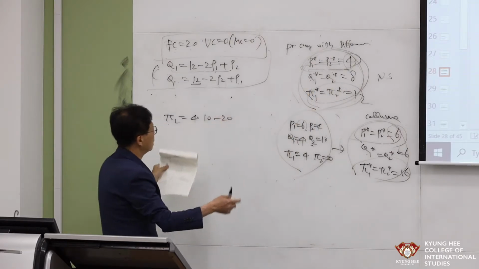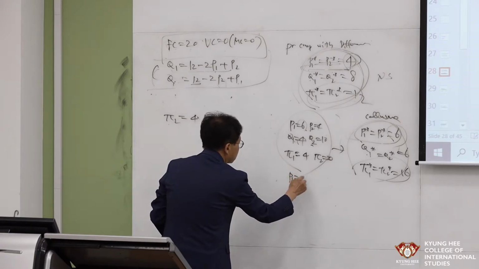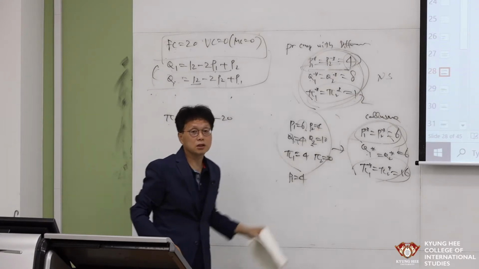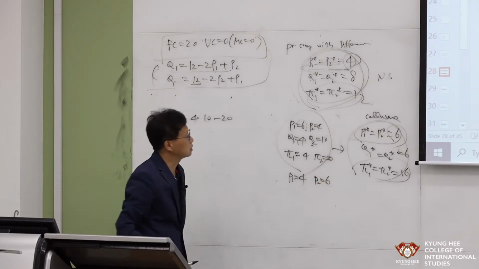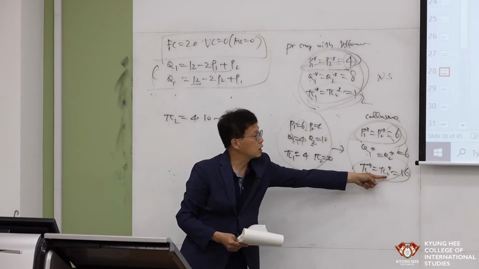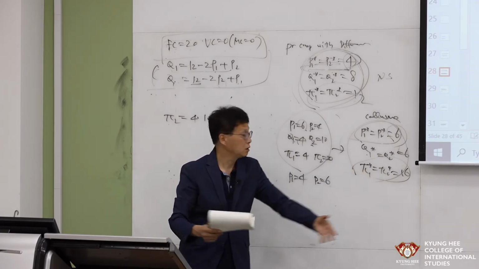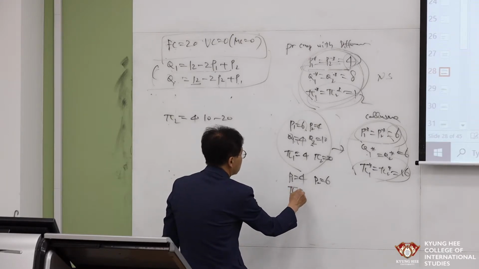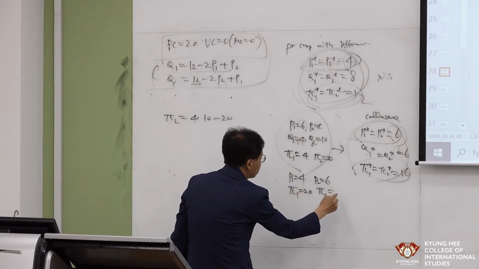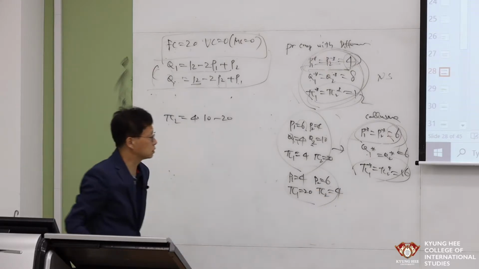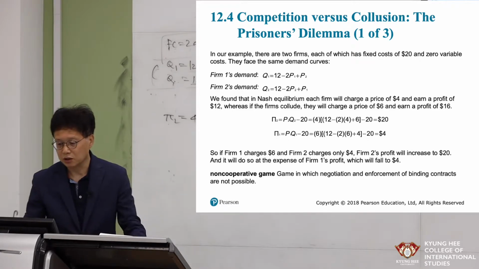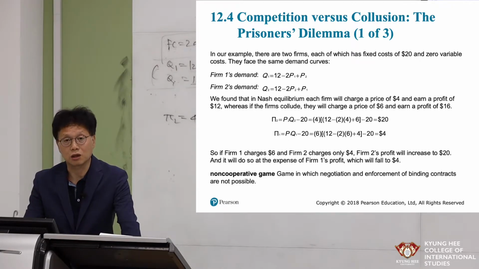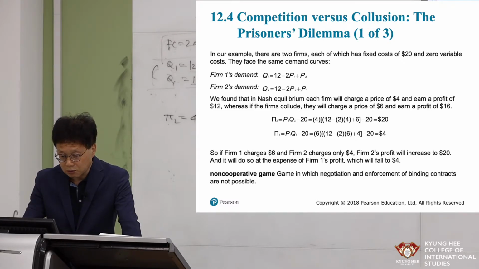Now think about the other case. Firm 1 sticks to this price, the Nash equilibrium price, and firm 2 increases its price to $6 to enjoy this kind of profit. Then what is the result? The result should be: pi 1 is 20, pi 2, the profit of firm 2, is 4. Can you understand? So anyway, from here we know that Nash equilibrium is a very stable outcome. Okay, that is explained in slide number 28.